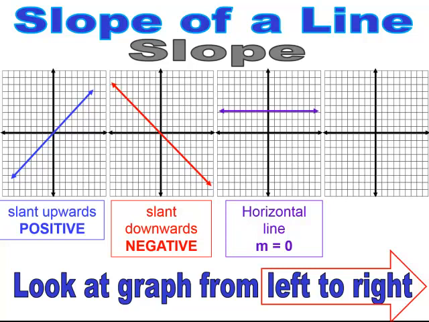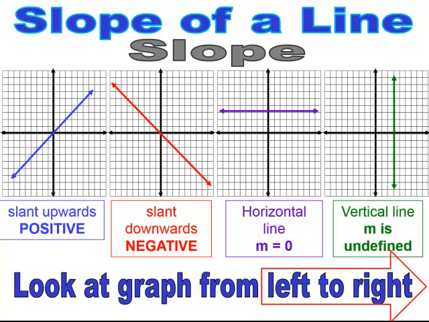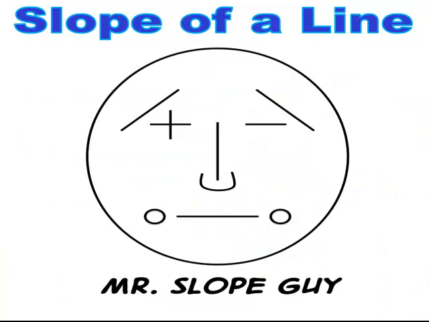Now when you have a horizontal line, we have 0 as our slope. So 0 would be the slope, and a vertical line has an undefined slope. So these are really important. When you're looking at a graph to determine if it's a positive or negative slope, look from left to right. If it's going up, it's positive; down, it's negative. Horizontal lines have a slope of 0, and a vertical line has an undefined slope. So this is very important to remember.